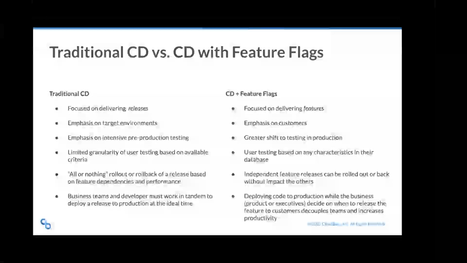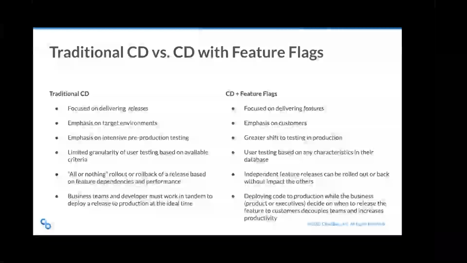Next few things are sort of all or nothing rollout or rollback of release. And that's usually based on feature dependencies and performance. So in a traditional CD, you have this sort of big bang moment where you are releasing all of your code, and if for some reason you run into some issues, you have to roll back all of that code, and so that can cause increased downtimes. So when you pair CD with feature flags, you can instead have independent feature releases that can be quickly rolled out or back without impacting others.